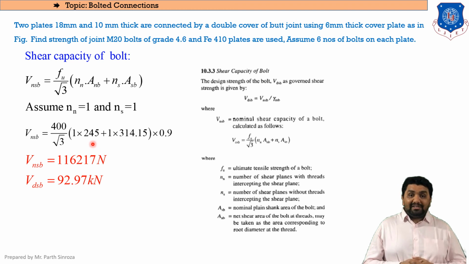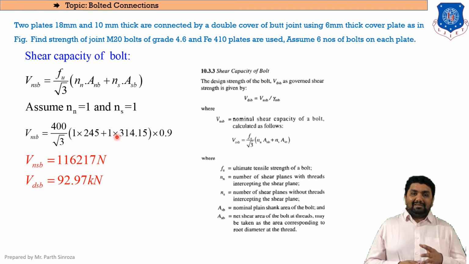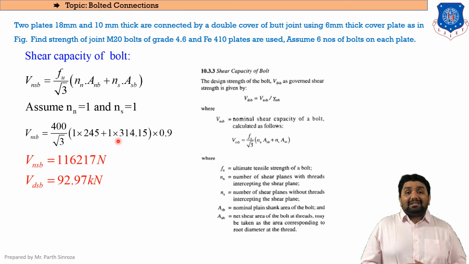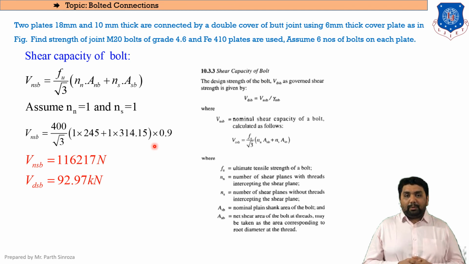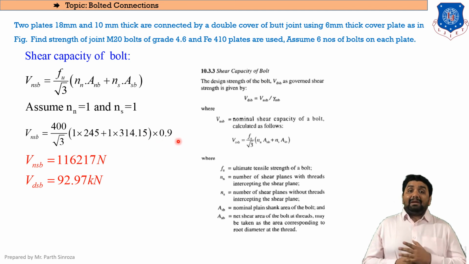Again A and B will be 0.78 into pi by 4 d square, plus now this time our second portion will be calculated. Till now we were keeping 0 in the second portion. Now it will be considered. So NS will be 1, and ASB, as we have seen earlier, ASB will be the area of bolt in shank, and as shank is not a threaded region, the area will be directly pi by 4 d square, which comes out to be 314.15, and multiplying by beta pk.